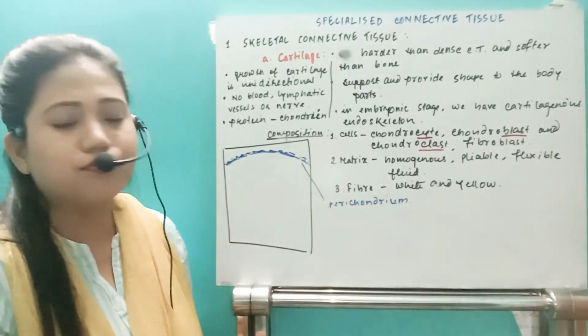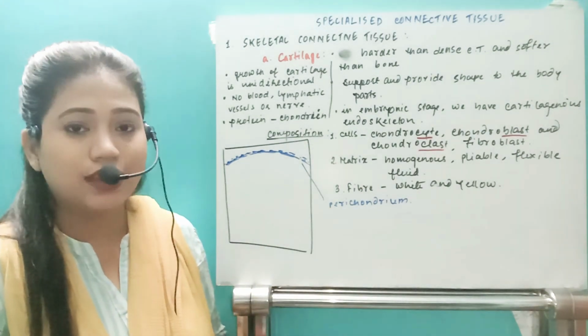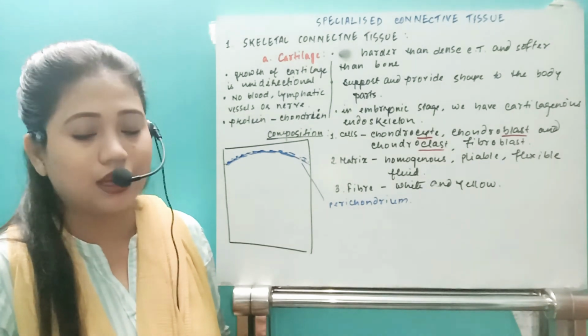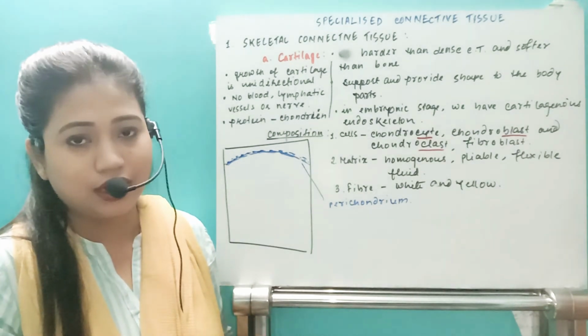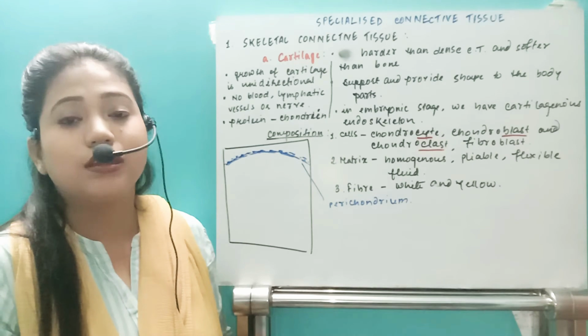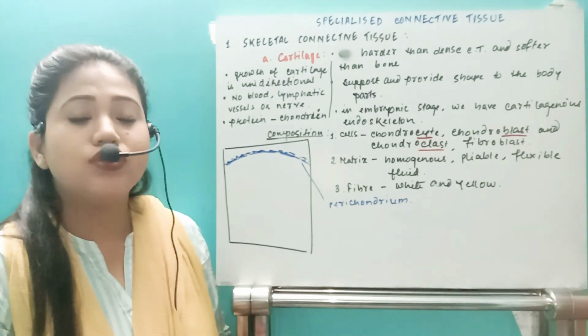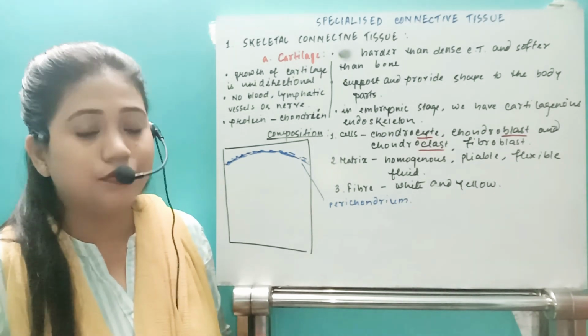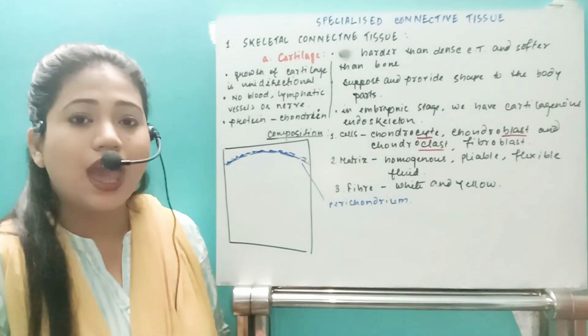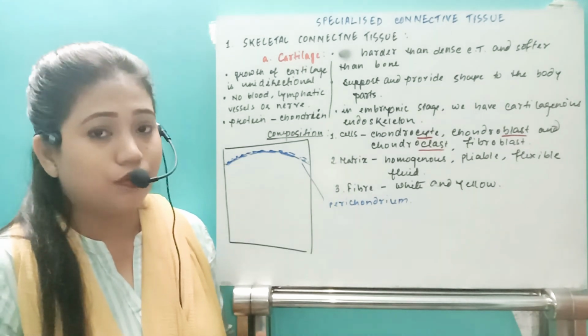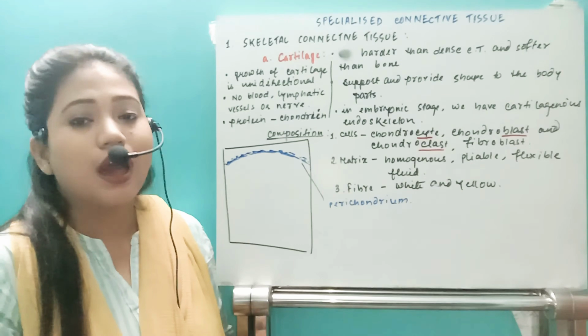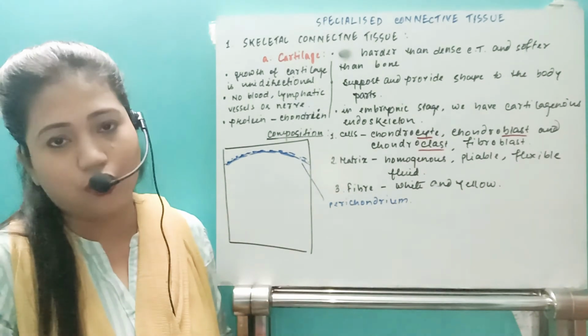This is the important point about the perichondrium: it is the layer of the cartilage, it is the boundary of the cartilage, and it is also the region from where the nutrients and the gases will be diffused into the cartilage, and the blood vessels will provide the nutrients only up to the perichondrium.